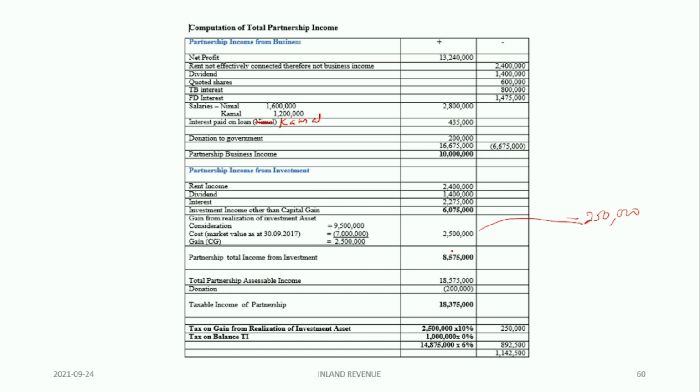Then altogether investment income 8,575,000, total partnership assessable income 18,575,000. The donation made to the approved charity they can now deduct from assessable income. Then partnership taxable income would be 18,375,000. Now this 18,375,000 will be taxed.